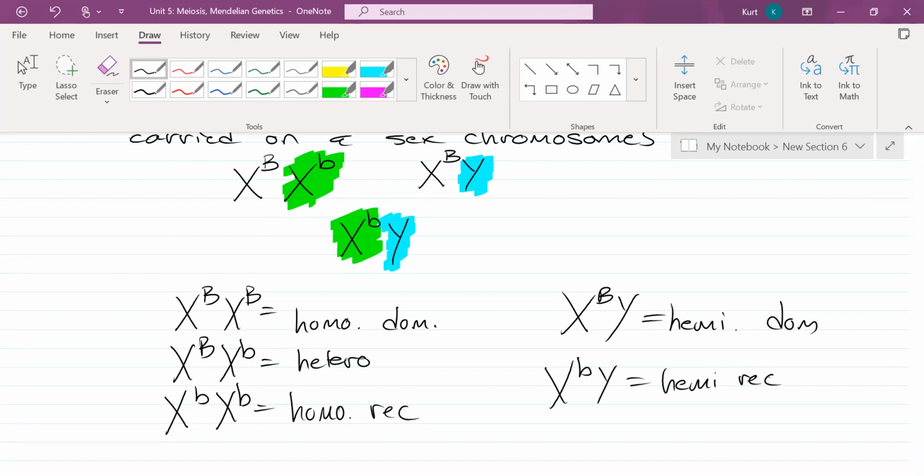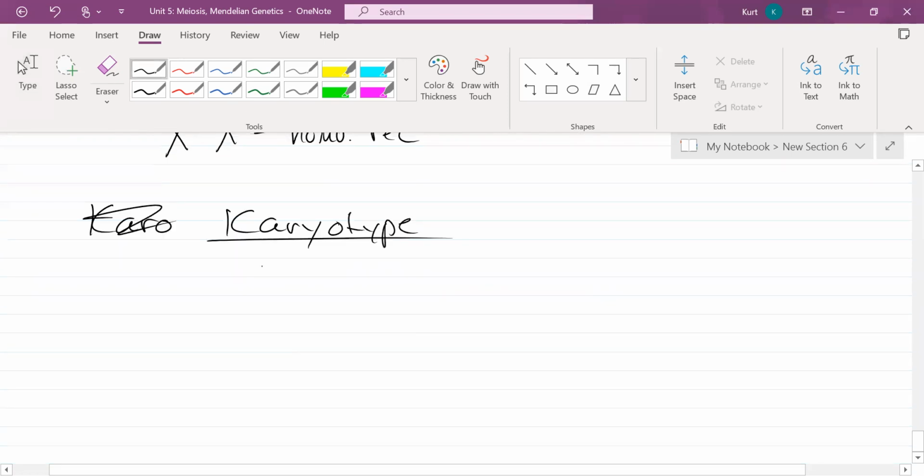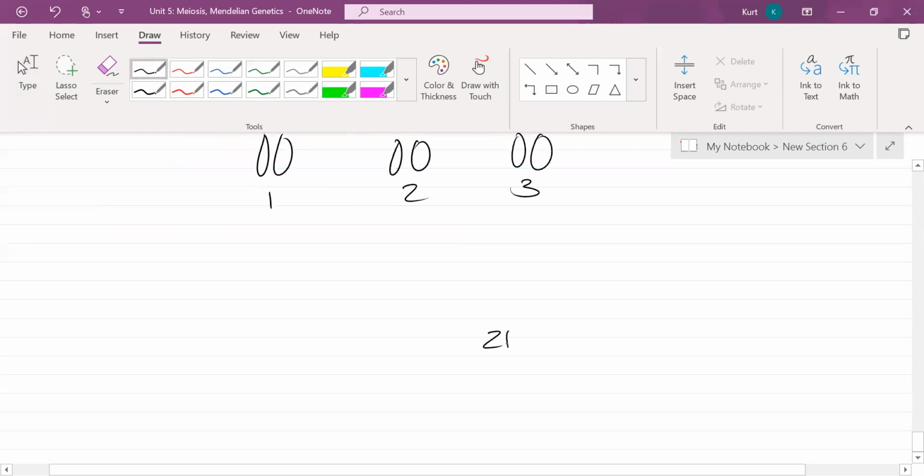Okay. Let's see. Let's talk about a karyotype. I don't have time to draw the whole karyotype. Do you guys remember how it looks where you have like pair number 1, pair number 2? Remember that? Pair number 3. What if I go down here to 21 and there's three? What would that be indicating? Trisomy 21. What's another name for that? That's Down syndrome.